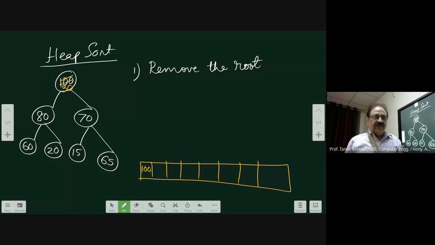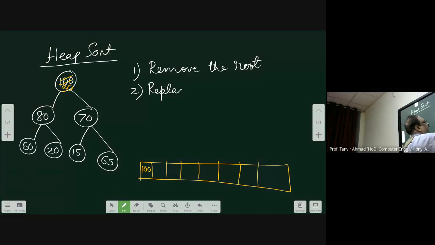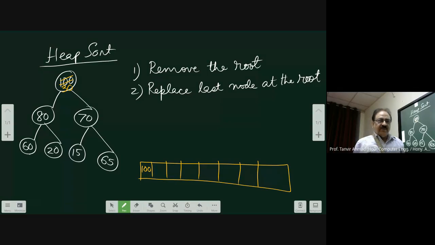We are deleting 30 over there, and that means we replace the root with the last node. That means you replaced the last number at the root. But you know that when I do this, it's a binary search tree, but it is not a heap. Why? Because the root is smaller than its children.